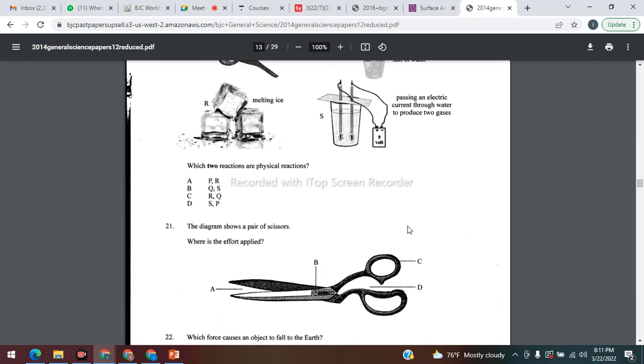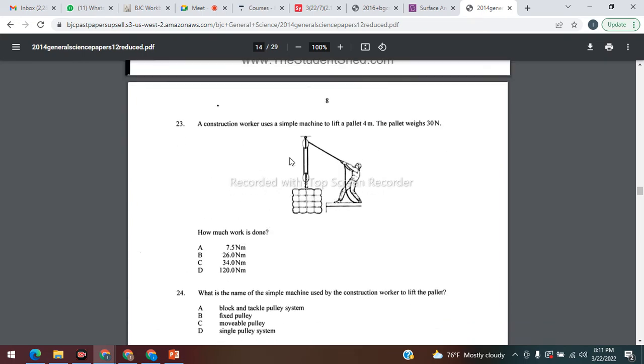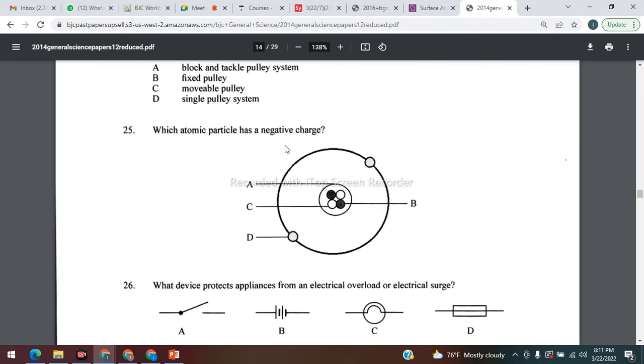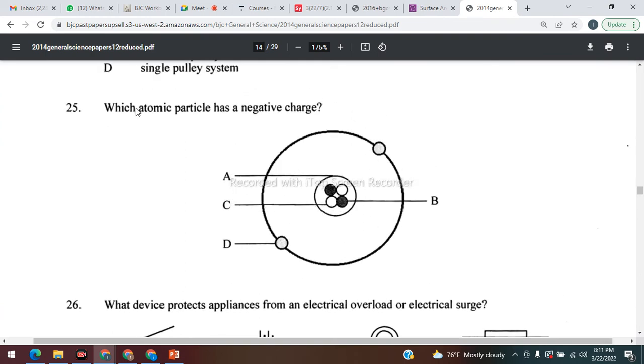25. 24. Okay, so I remember doing this one. We ended at 25, eh? The negative charge, yeah. So what atomic particle has a negative charge? It was D, I think. The ones on the outside. D, which was electrons, right? Yes. So D is the ones on the outside. So that's the electrons.